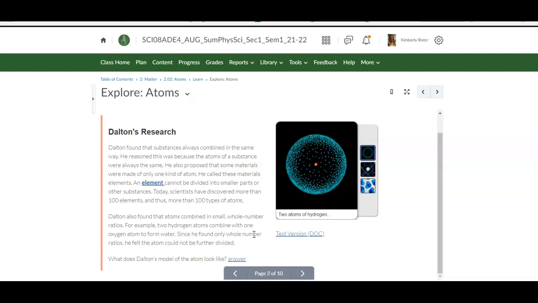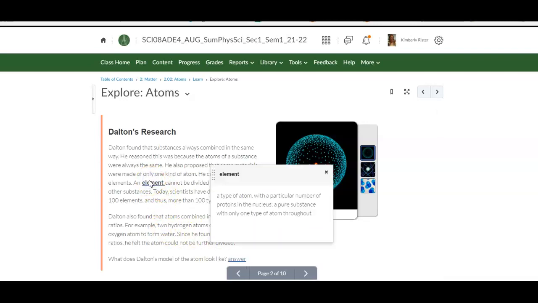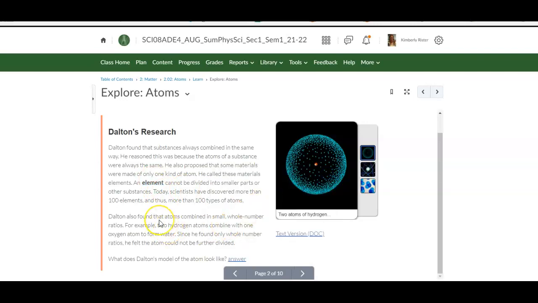So number 3 says, what is an element? Here's the definition. It's a type of atom with a particular number of protons in the nucleus. A pure substance with only one type of atom throughout. So the element carbon only has carbon atoms in it. So that's what it means when we say only one type. An element cannot be divided into smaller parts. So if we're talking about an atom of carbon, that's the smallest thing. It cannot be broken down further than that.